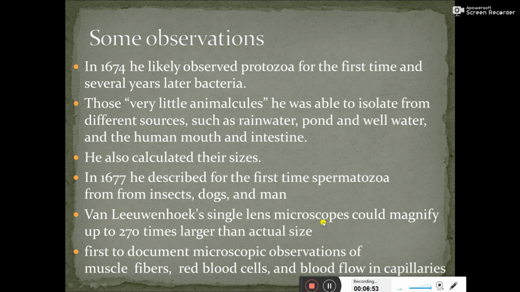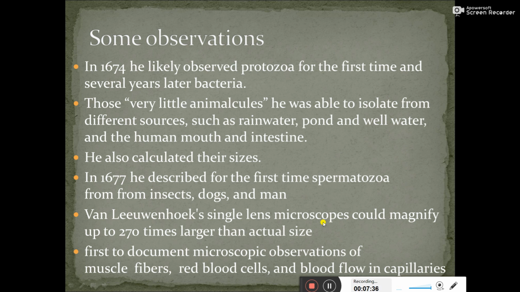In 1674, he likely observed protozoa for the first time, and many years later, he also observed bacteria. At that time, he called these very little animalcules. He isolated them from rainwater, pond water, well water, and sometimes even from the bacteria found between the teeth. After drinking a cup of coffee, he would take a scraping from his teeth and observe it. Bacteria were also observed from the intestine.